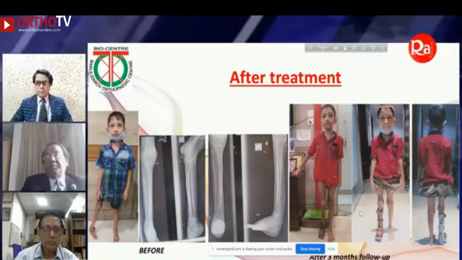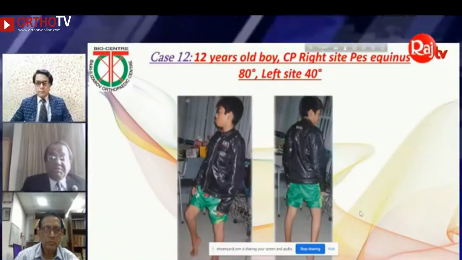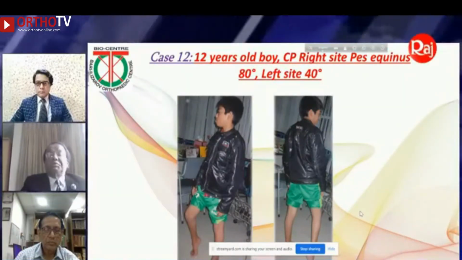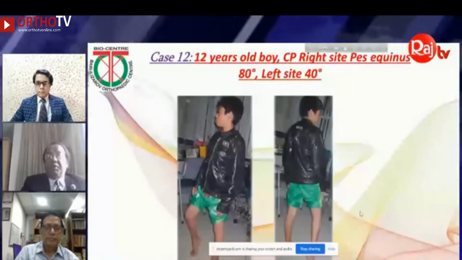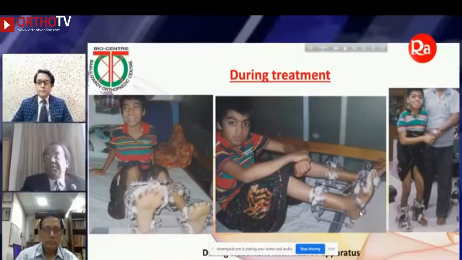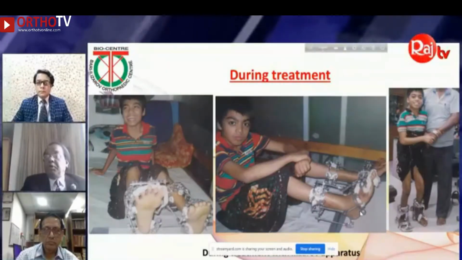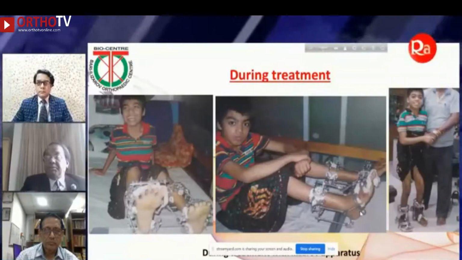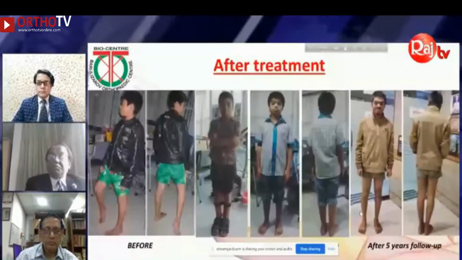Now, the follow-up after 3 months, you can see. This is the right side post-traumatic equinocavus. This is the sequelae of CP. Just see, dear friends, 80 degree equinocavus, left side 40 degree. He came to me, I did the Ilizarov surgery, and a little bit of tendo Achilles. Then 5 years follow-up, you can see from this side, CTEV, from this to this side.